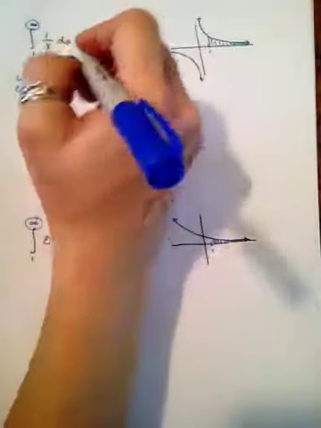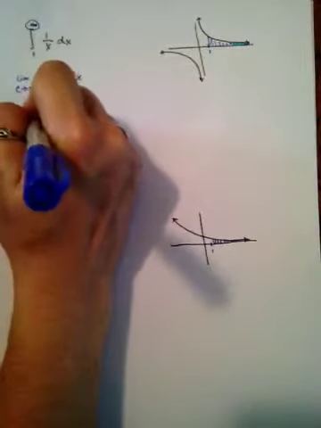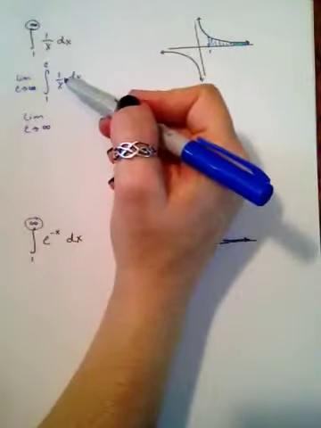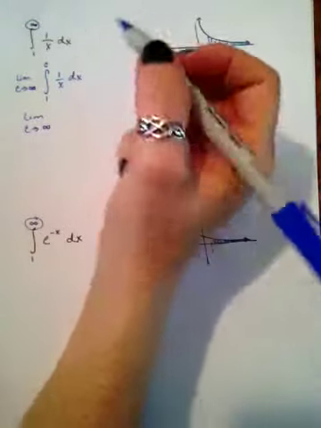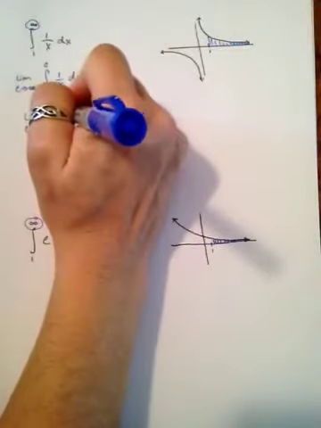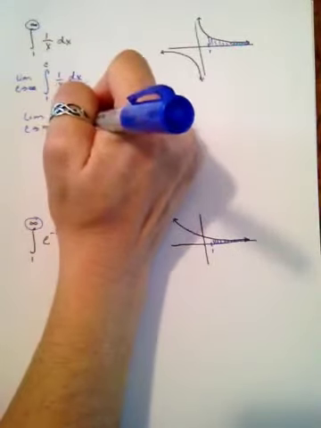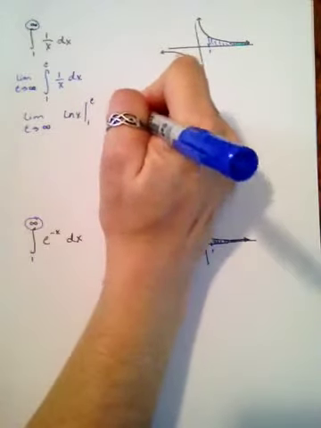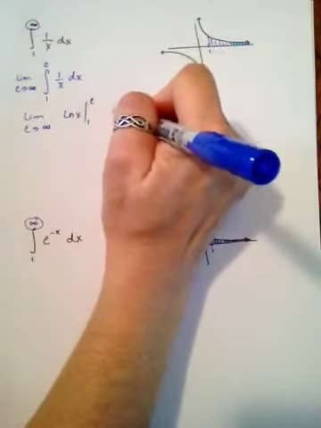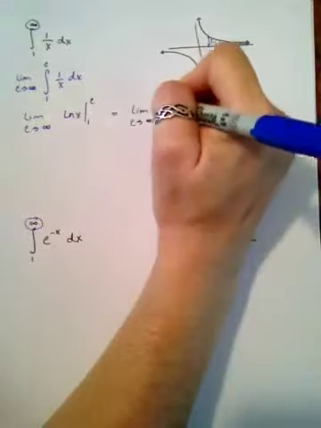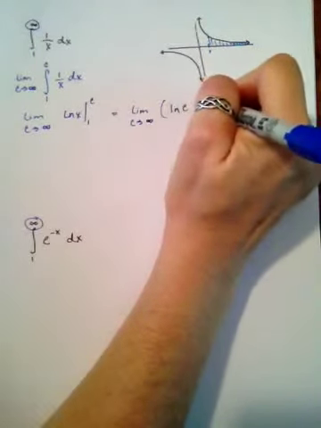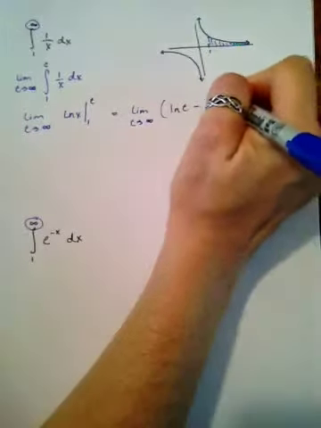And then that becomes the limit as c approaches infinity. The antiderivative of 1 over x is the natural log of x, and that is from 1 to c. So that will be equal to the limit as c approaches infinity of the natural log of c minus the natural log of 1.